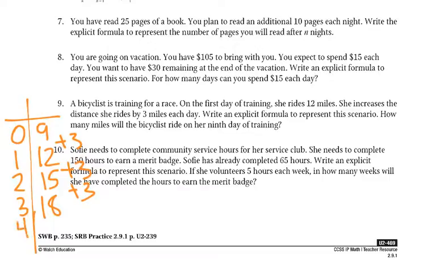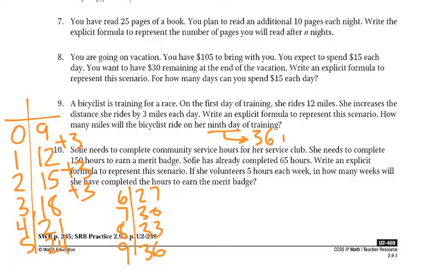So we could keep just going like this until we got to 9. Counting by 3s isn't that bad, right? 21, 24, 27, 30, 33, 36. Okay, so we can answer that on our 9th day of training. She's going 36 miles. Okay, so we can do it. Sometimes that's easy enough to do. But on other numbers, it's not so easy.